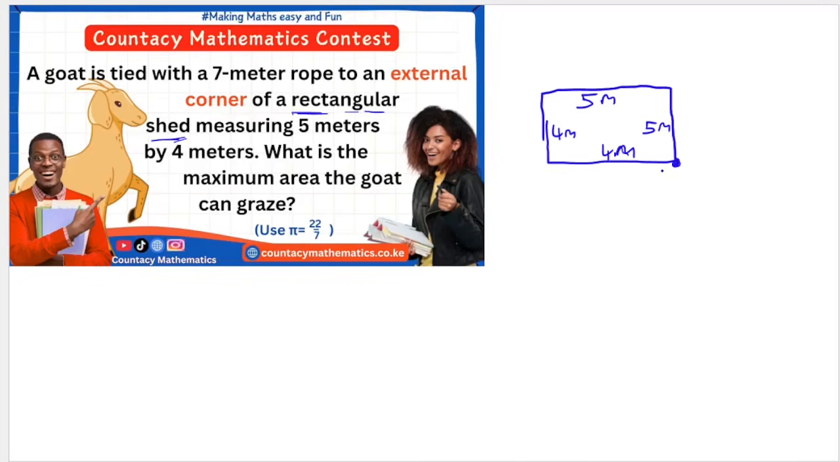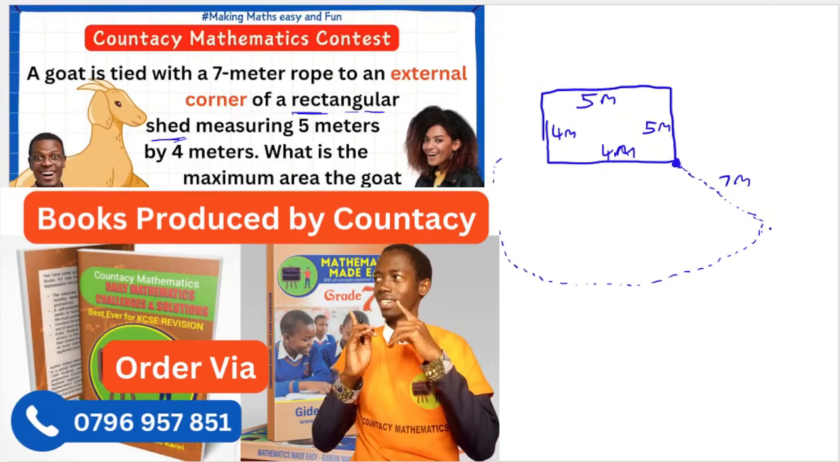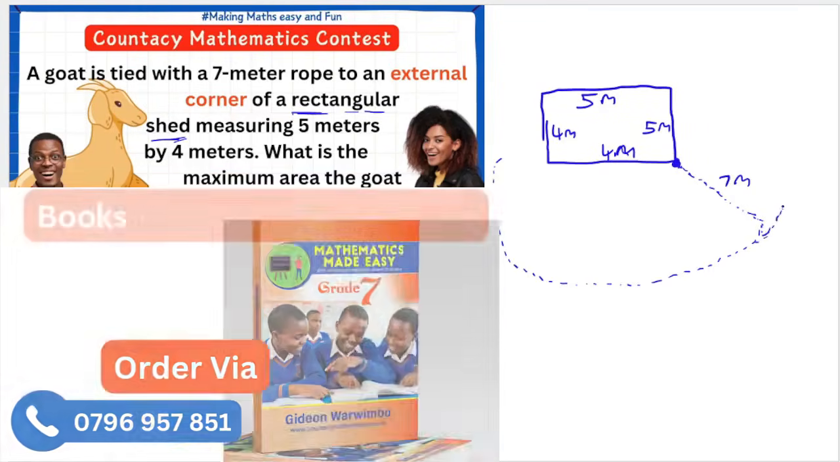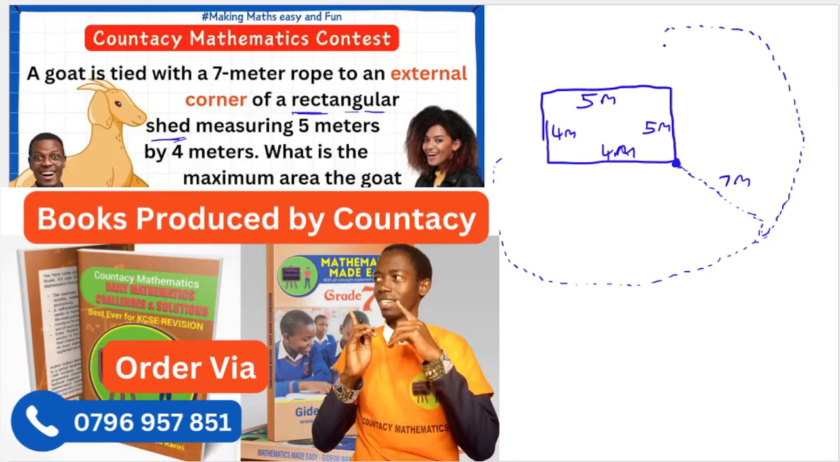Assume that the goat is tied at this particular corner. Then the goat will be able to feed in all these parts here, but there is a limit to the extent to which this goat can feed, because it is tied to a 7-meter rope. So the goat will be able to revolve all around for 7 meters. It will be able to move all this way in a circular way for 7 meters like that. Also, it will be able to move in this other direction, for another 7 meters like that.